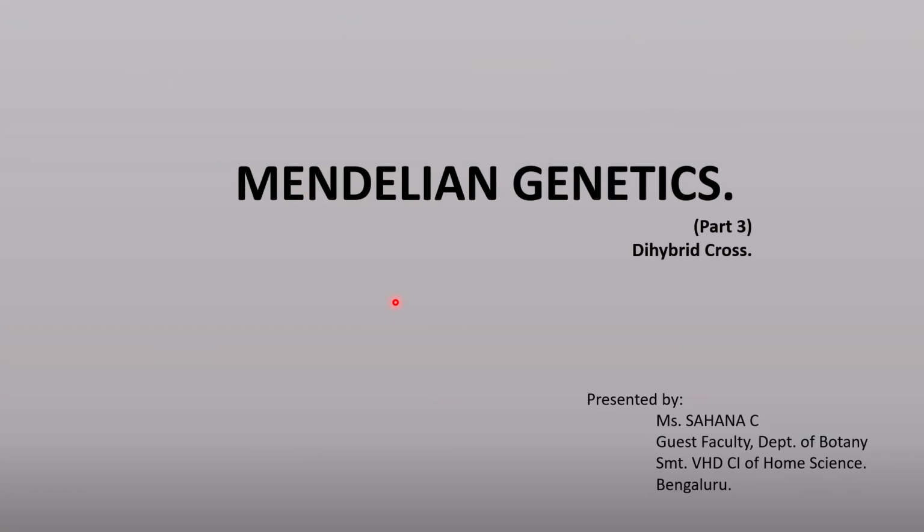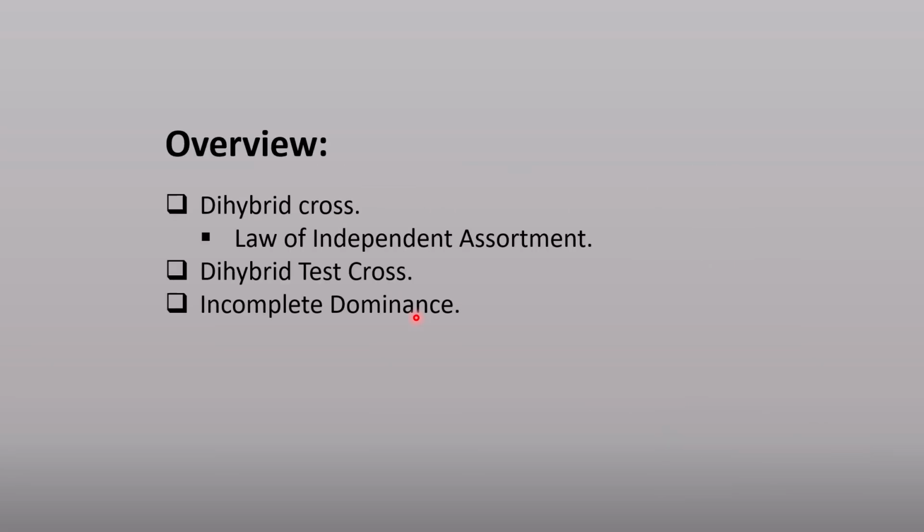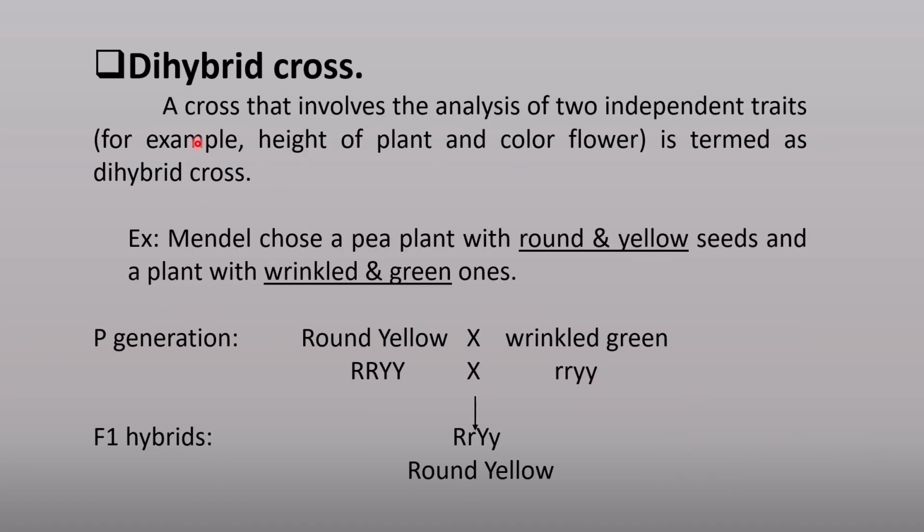I'll be discussing dihybrid cross. So, a cross that involves the analysis of two independent traits at a time is called a dihybrid cross. For example, height of a plant and color of a flower are independent, as well as the shape of a pod and the color of a pod. The seed shapes and seed colors are independent. So any two traits taken at a time in a particular cross can be defined as a dihybrid cross.